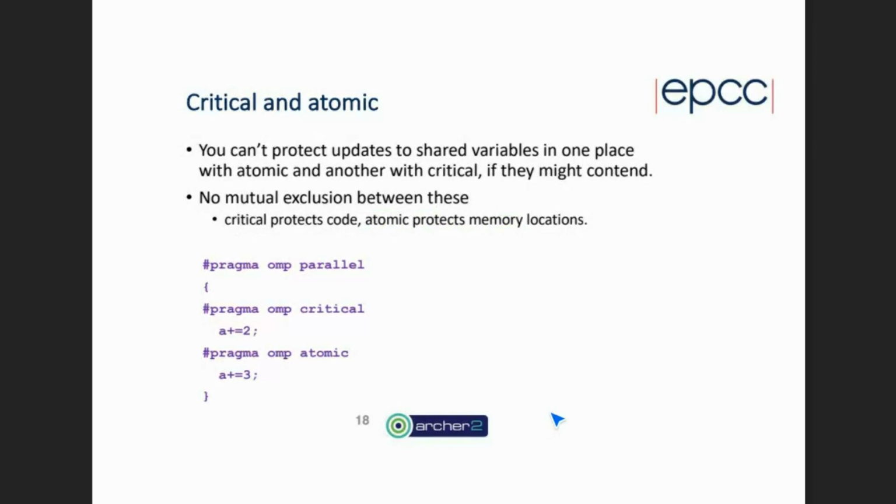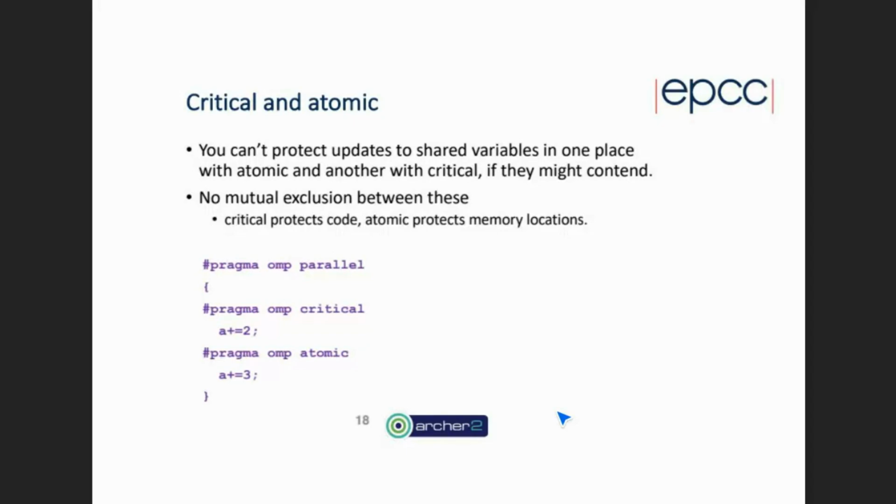Okay, what next? Critical and atomic. Just be careful that critical and atomic don't mutually exclude. So you can't protect updates to shared variables in one place with atomic and in another place with critical if there's any possibility that they might happen at the same time.